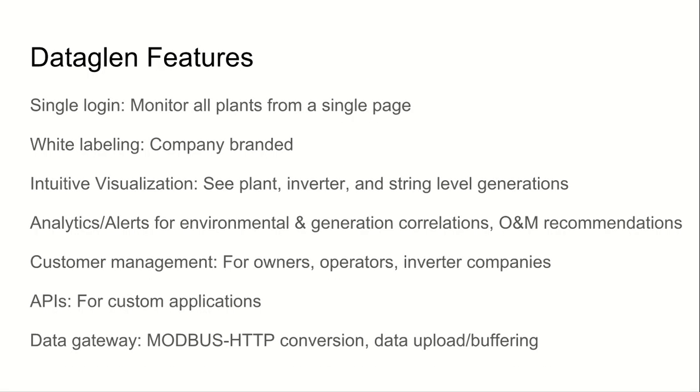Dataglen features include the ability to monitor all plants from a single web page, white labeling with company branding, intuitive visualization where you can see plant, inverter, and array level generation, and analytics and alerts for environmental and generation correlations, and operations and maintenance recommendations. There's customer management, allowing differential access to data for owners, operators, and inverter companies. And the Dataglen APIs allow for custom applications, such as those to download data.